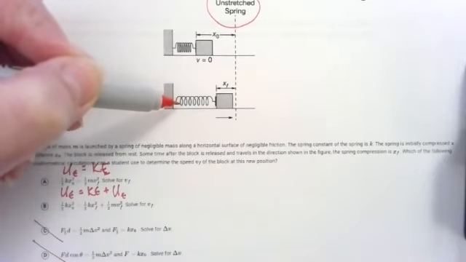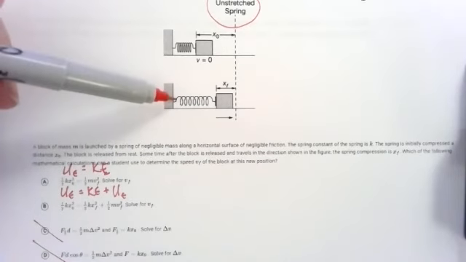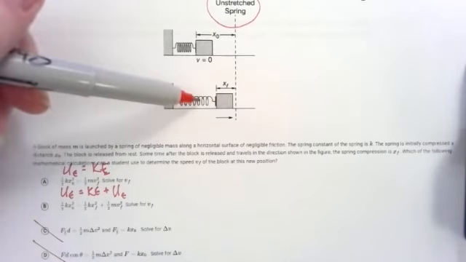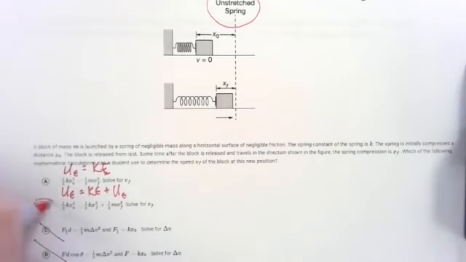And so to answer this problem, we do have our initial spring energy, our elastic potential energy. But because at this point the spring is not fully uncoiled, we have kinetic energy and elastic potential energy. And the answer there is going to be letter B.